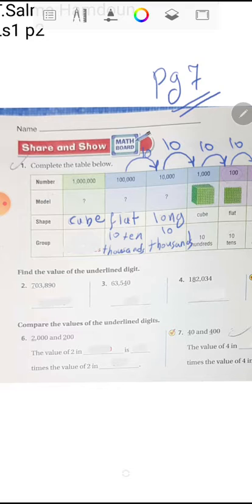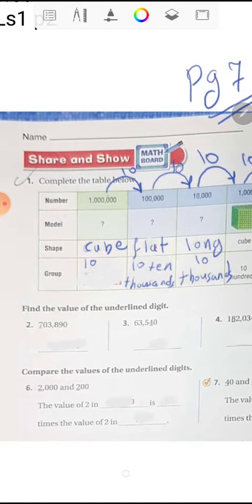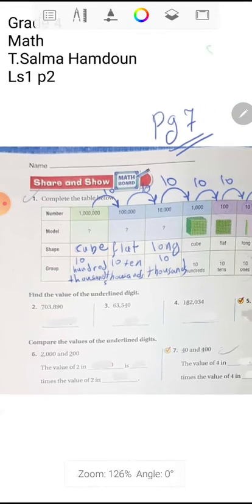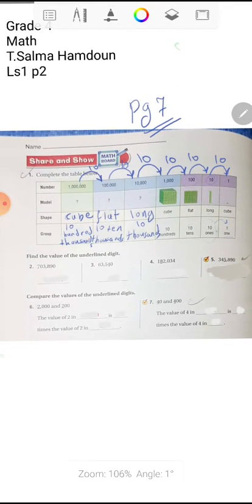So what is the relationship between 1 million, or the million digit, and the 100,000 digit? It tells me that the digit will be 10 times the digit before it, so it will be 10. Okay, I'll make it also closer for you. 10 hundred thousands. Okay, so this is how you will find the relationship between any digit and the digit before it. Okay, now let's continue on exercise number 2.